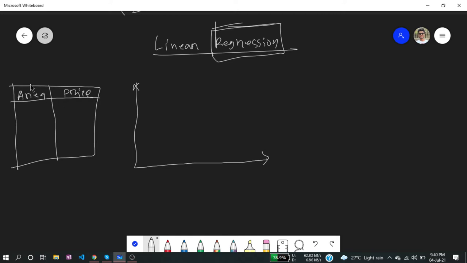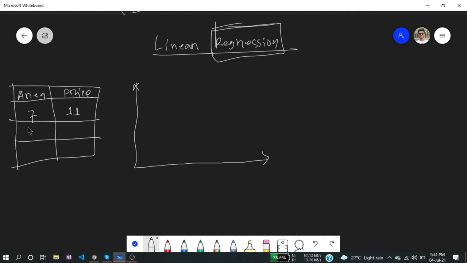Suppose you have the area and you have to predict the price. What would be the price of this particular house? Suppose you have some area, just assume, say 7 acre, then the price is suppose 11 lakh.